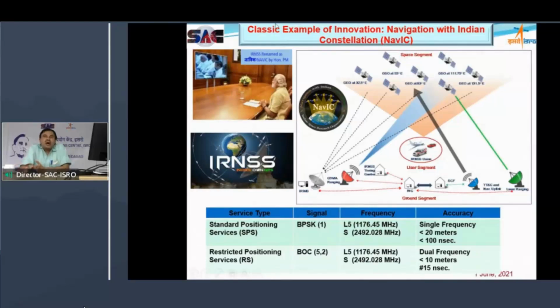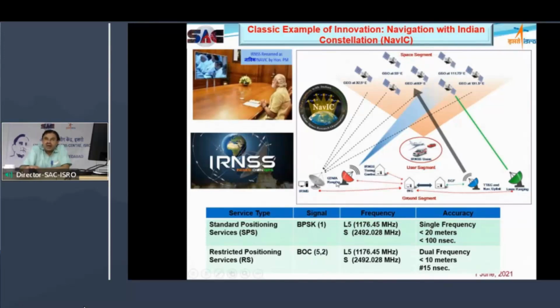So, and then we coined this acronym, navigation with Indian constellation, which fits as a Hindi, Sanskrit or English acronym, NavIC. So this is the NavIC system where there are three elements. You have the space segment, where you have 7 satellites, then you have the ground segment. As I said, any satellite system will not work standalone with only satellites. It will need a ground system.